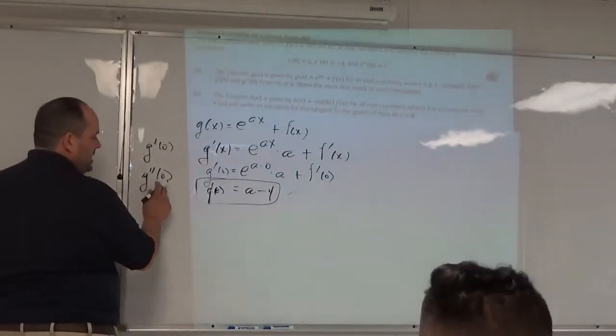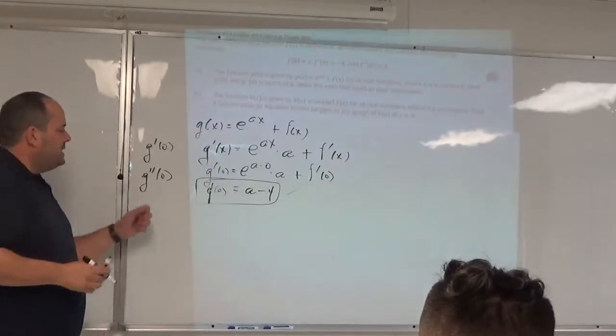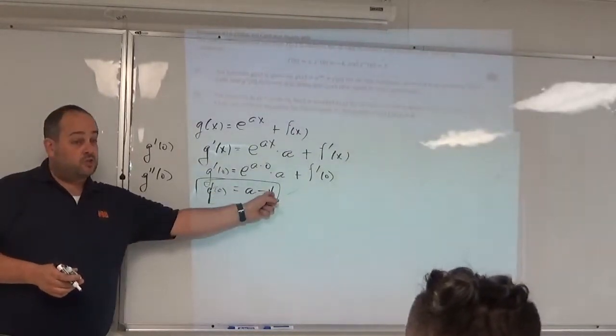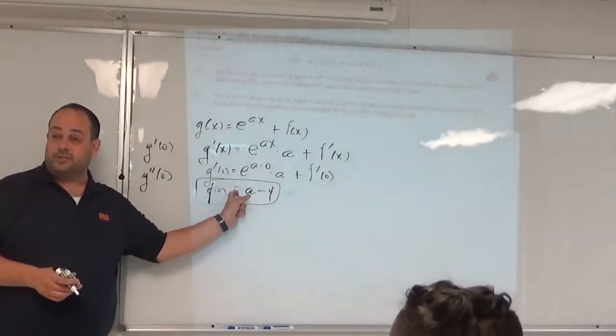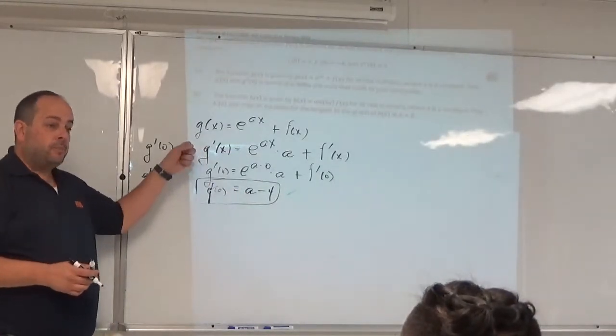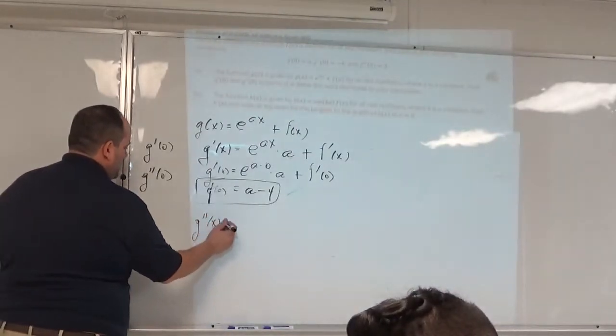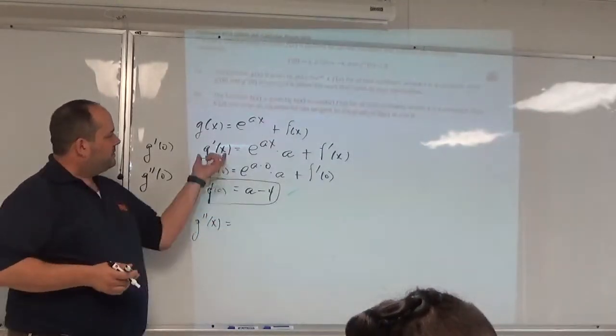Now I need g double prime of 0, and here sometimes folks get confused and they're like, well, if here's g prime of 0, g double prime means take this guy's derivative. No, this is a number. You go back to g prime of x. G double prime of x, well, let's take the derivative.